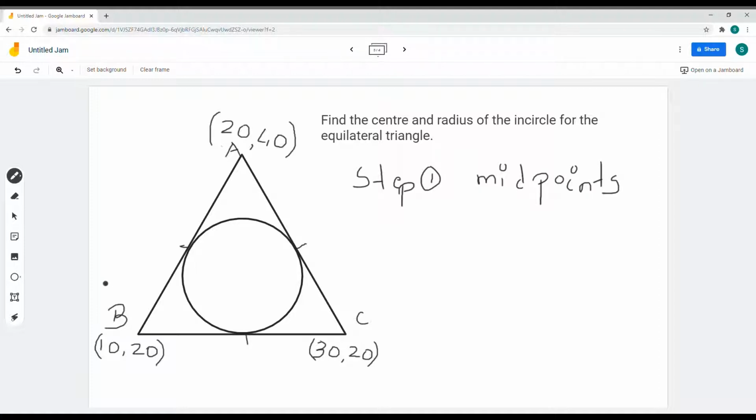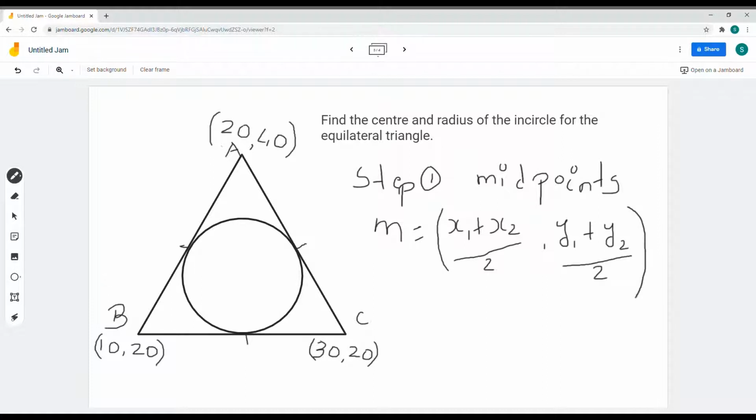Now, there is a formula for midpoint. So midpoint, I'll use the letter M for now. You can write that as (x1 plus x2) over 2, (y1 plus y2) over 2. So that's going to be the formula for midpoints.